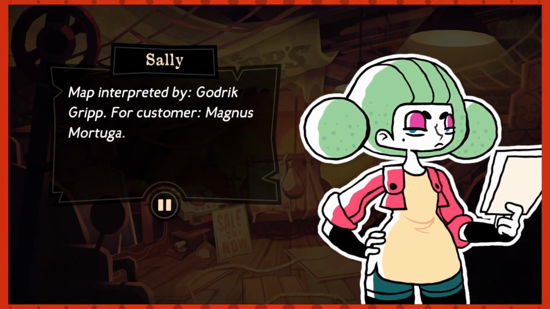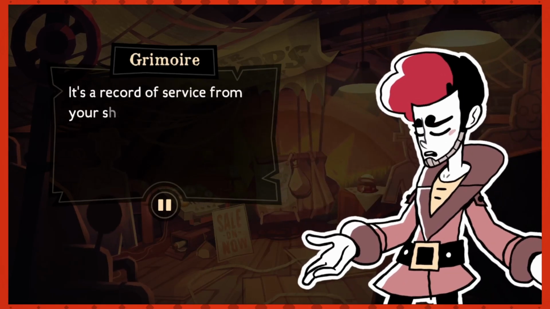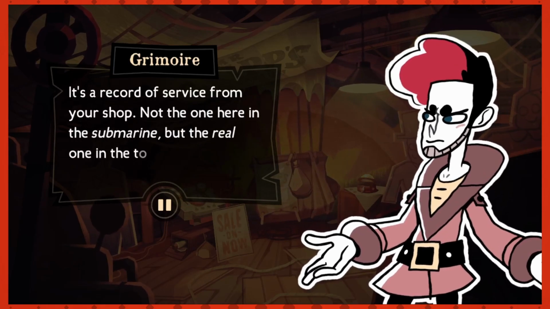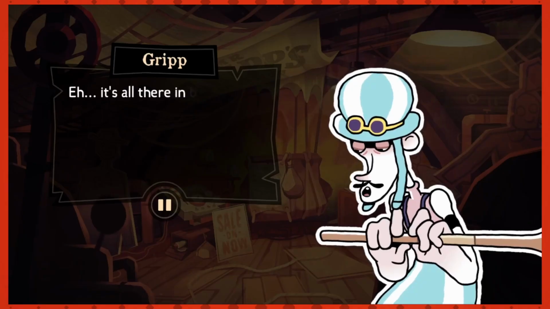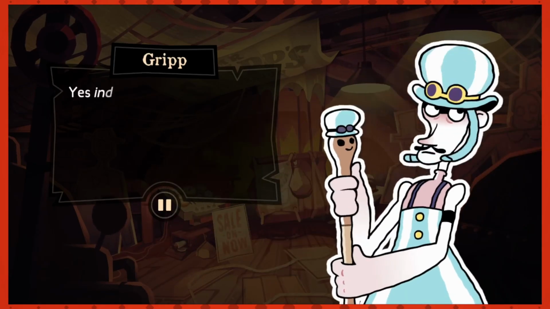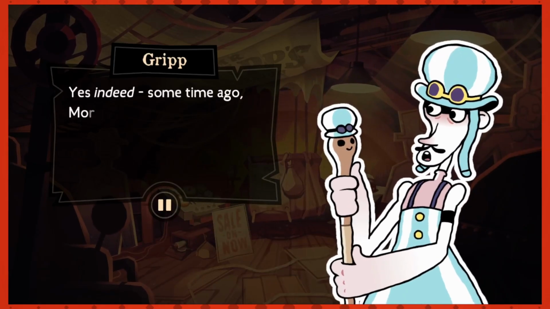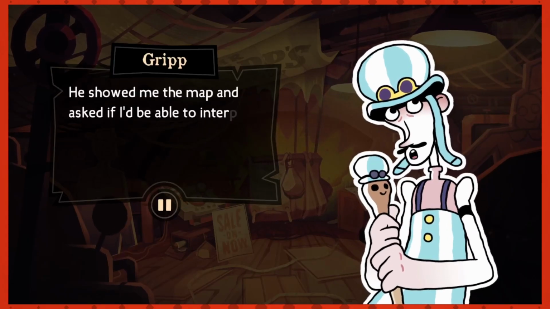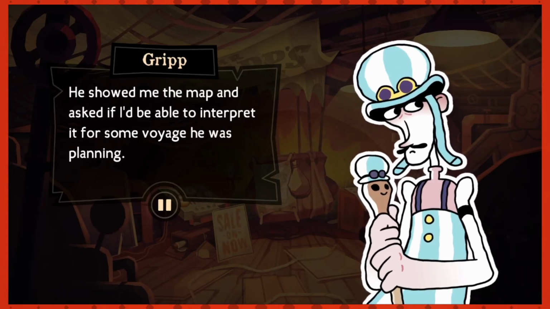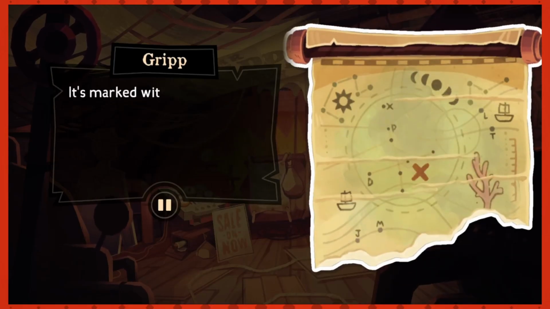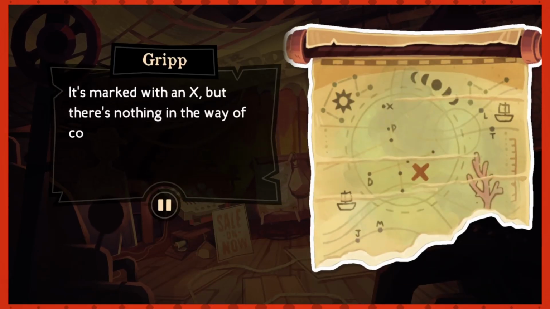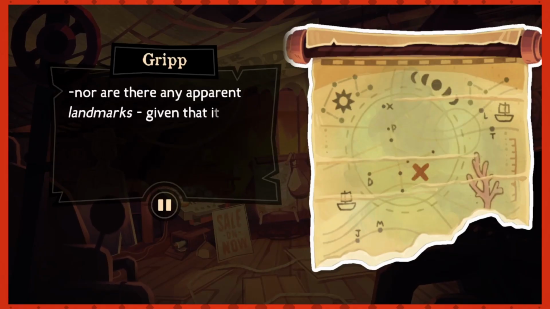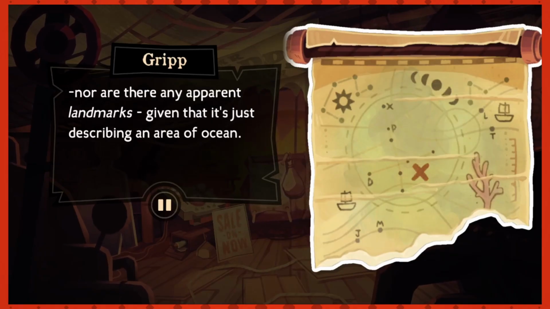Customer: Magnus Mortuga. It's a record of service from your shop. Not the one here in the submarine, but the real one in the town. It's all there in black and white, I suppose. Yes, indeed. Some time ago, Mortuga came into my shop. He showed me the map and asked if I'd be able to interpret it for some voyage he was planning. Interpret it? It's marked with an X, but there's nothing in the way of coordinates. Nor are there any apparent landmarks, given that it's just describing an area of ocean.